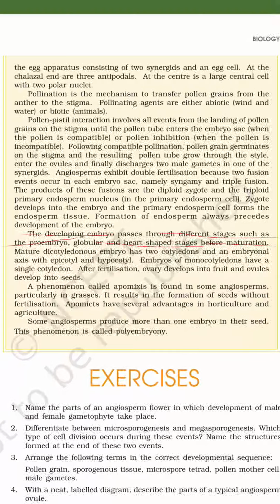A mature dicotyledon embryo has two cotyledons and one embryonal axis with epicotyl and hypocotyl. Embryos of monocotyledons have a single cotyledon. After fertilization, the ovary develops into fruit and the ovule develops into seed.